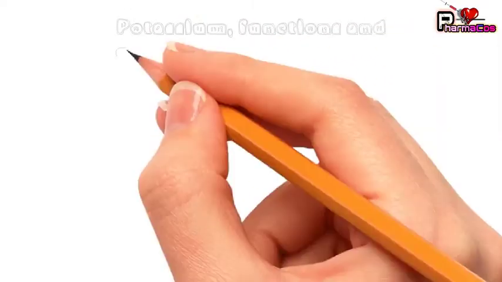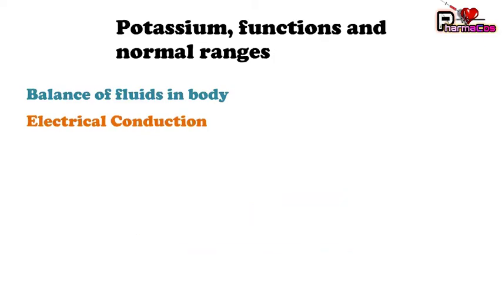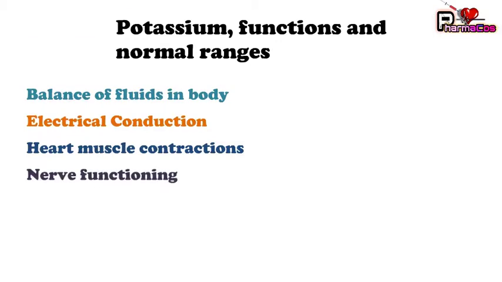Firstly, let us see what is potassium, its functions and the normal range in our physiological system. Electrolytes like potassium are the minerals that circulate throughout your body, maintaining the overall balance of the fluid in your bloodstream and the cells, and helping with the electrical conduction required for muscle contractions, including heart muscle contractions and nerve functioning. Major electrolytes in our body include sodium, calcium, and potassium. The normal range of serum potassium in our body is 3.5 to 5 milliequivalent per liter.